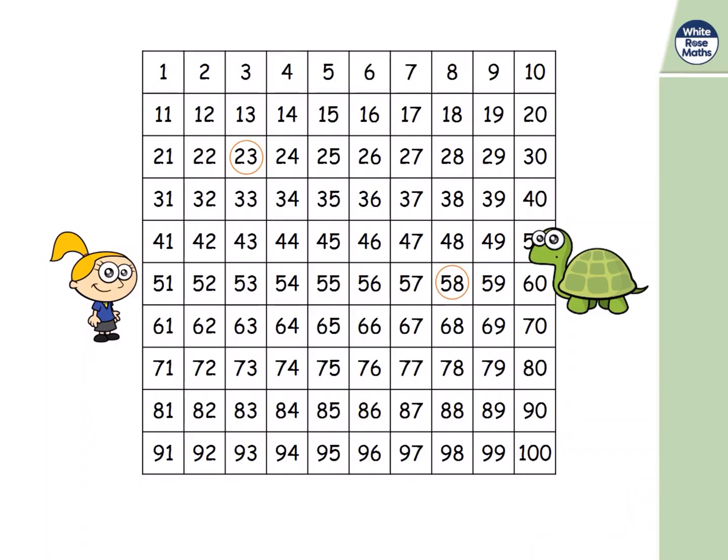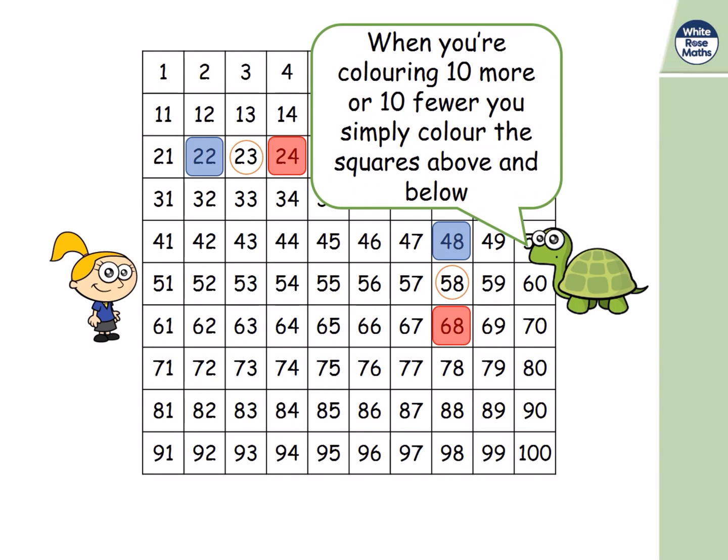Eva and Tiny are playing a game using a 100 square. They've each circled a number, and then they're going to colour the number that is 10 fewer or 10 greater than the one they've circled. Eva goes first and colours in her numbers. Great work, Eva. Tiny, I think you've made a mistake. Tiny says, when you're colouring 10 more or 10 fewer, you simply colour the squares above and below your number. Pause the video here. Is Tiny correct?